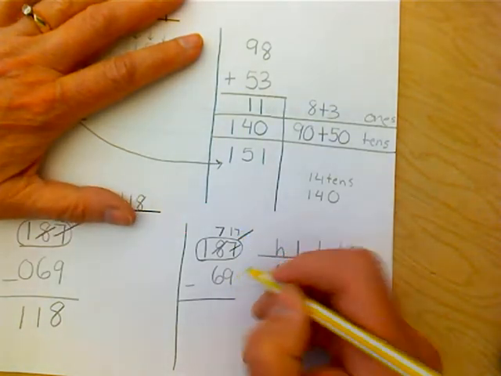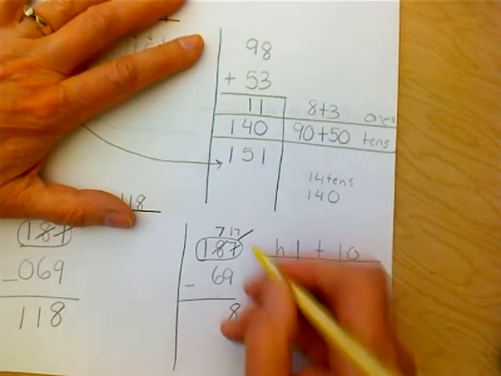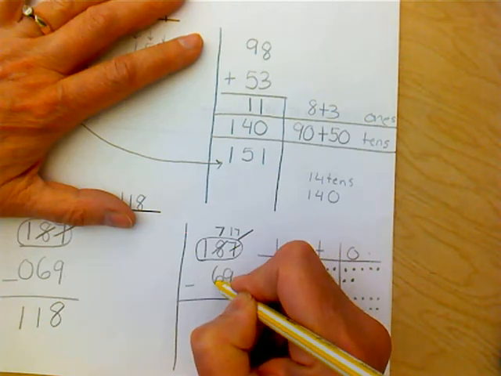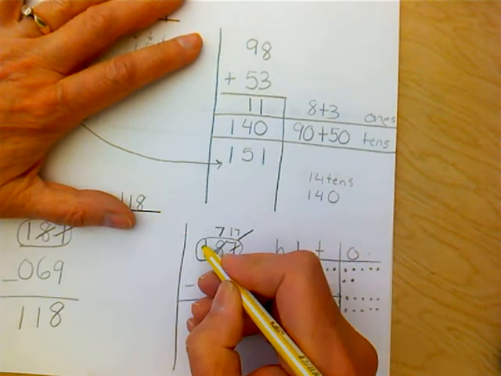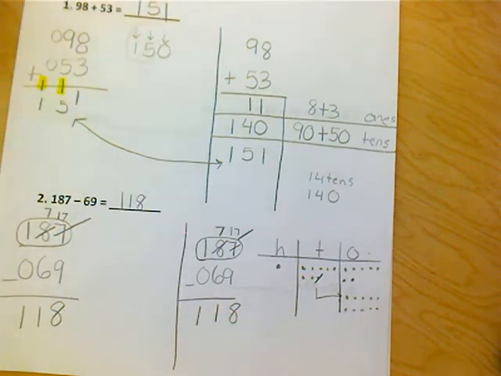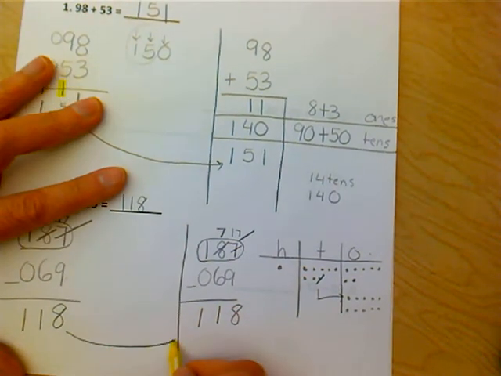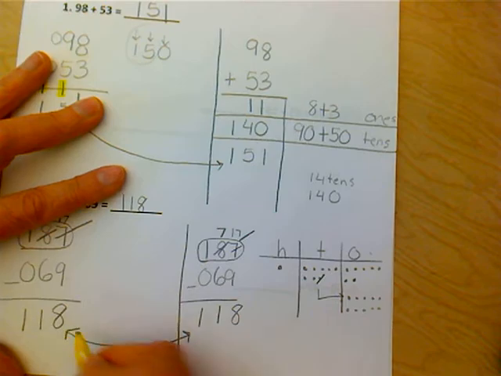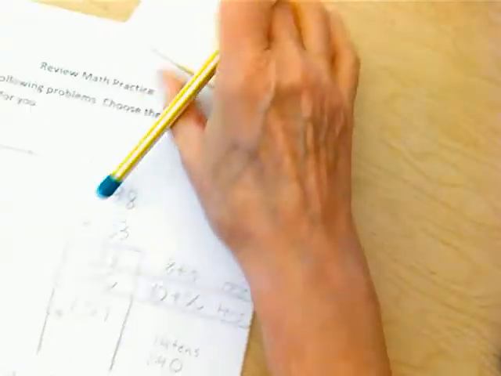17 ones take away 9 ones is 8 ones. 7 tens take away 6 tens is 1 ten. And 1 hundred take away 0 hundreds gives me 1 hundred. And both of my differences are the same. All right. Remember, we're allowing you to choose the method that works best for you.